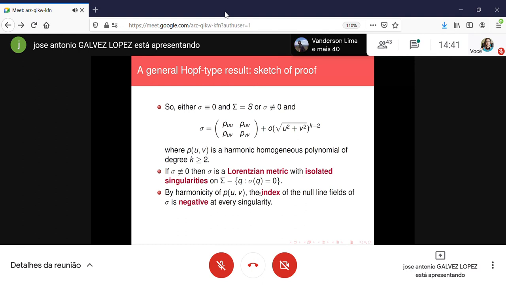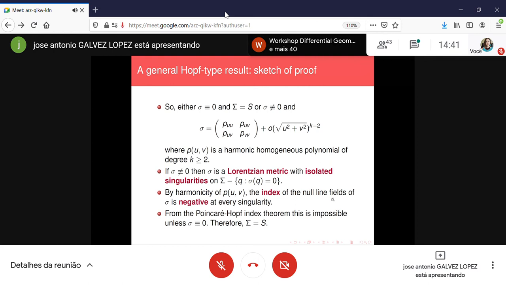at every singularity. But this contradicts the classical Poincaré-Hopf index theorem, because the sum of the indices in a sphere should be 2, the Euler characteristic of the sphere. But this is impossible because the index at every point is negative. So the unique possibility is that the tensor sigma vanishes identically, and so our immersed sphere agrees with the surface of the transitive family. This is more or less the idea of the proof.